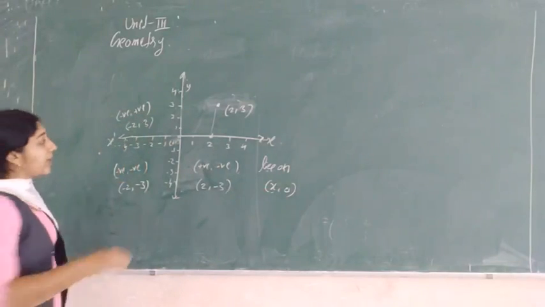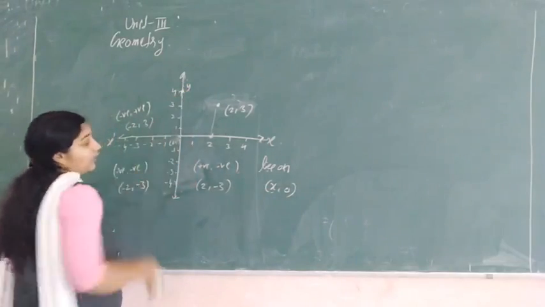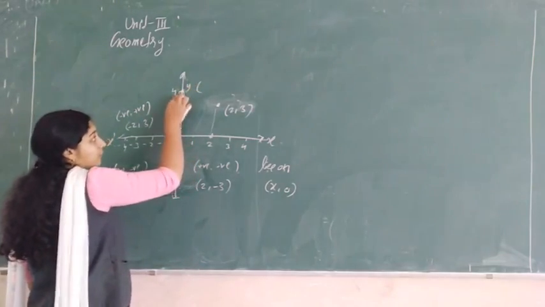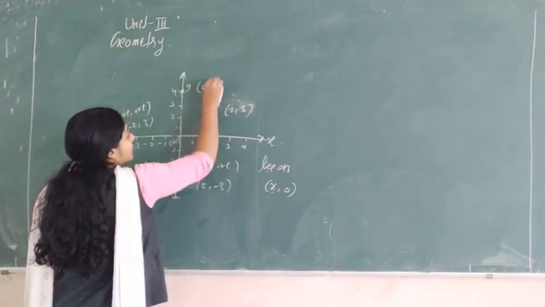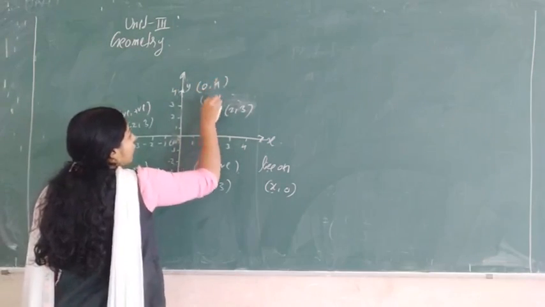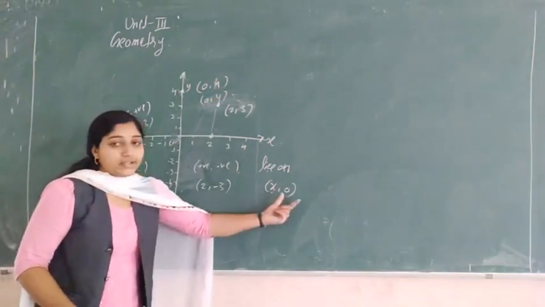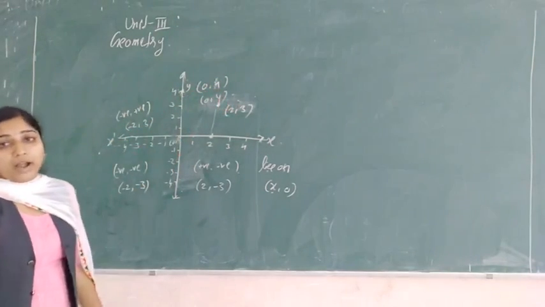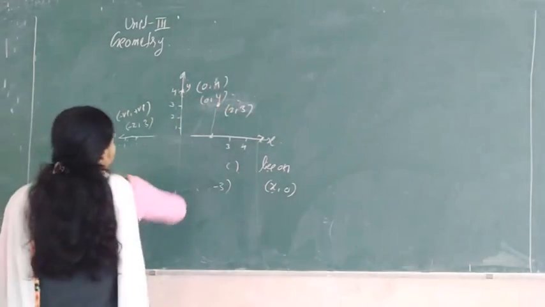Similarly, if any point lies on the y-axis, suppose you are having a point here, we can write the value of y is 4, but what about the value of x? It is 0. So it is given by 0 comma 4. In general, 0 comma y. Okay, so any point on the x-axis is x comma 0, and any point on the y-axis is 0 comma y. Okay, remember these basic things because this is useful to solve the problem.